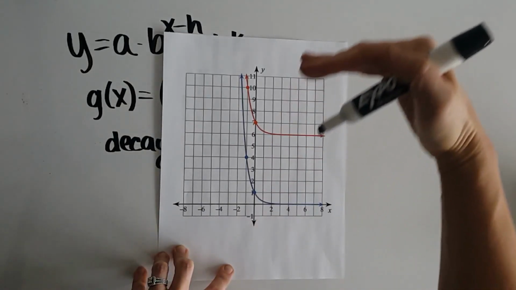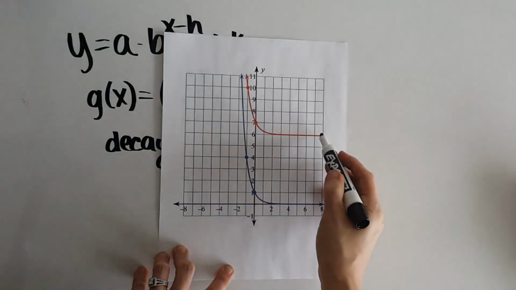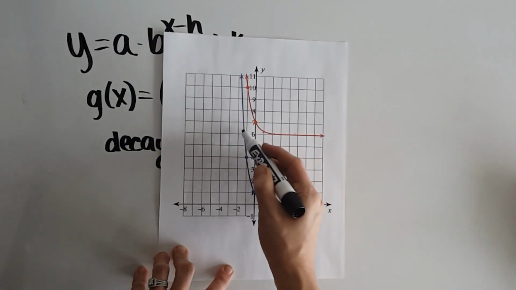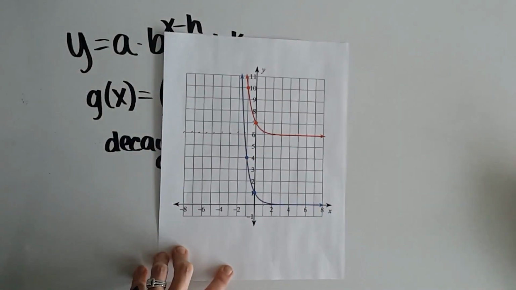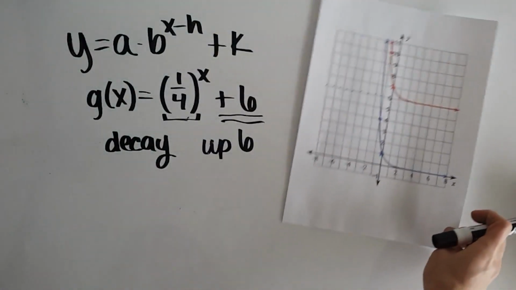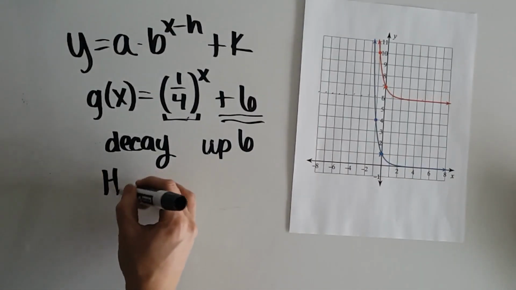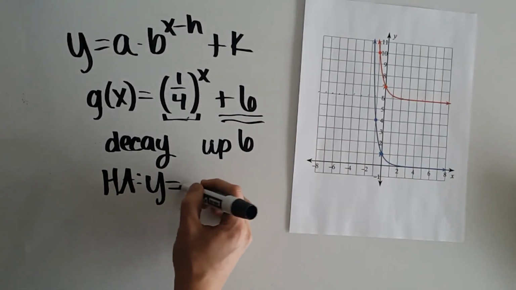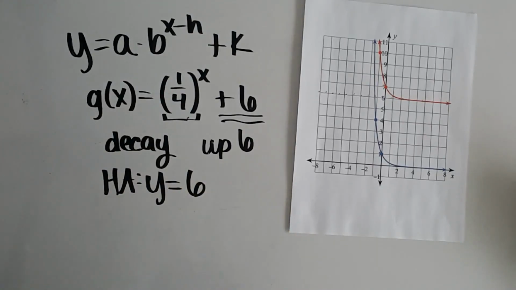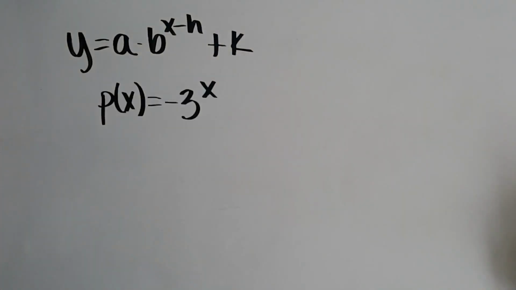Well, when I shift everything up, now I've also shifted up my horizontal asymptote, so now it's at y equals 6. So we have a horizontal asymptote at y equals 6, which will affect my range if I were to write it. So now let's take a look at one more example with a graph, and then we'll try some without.